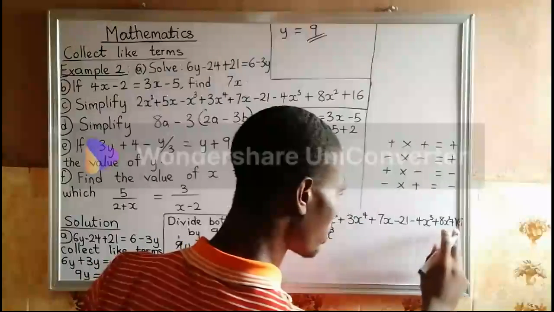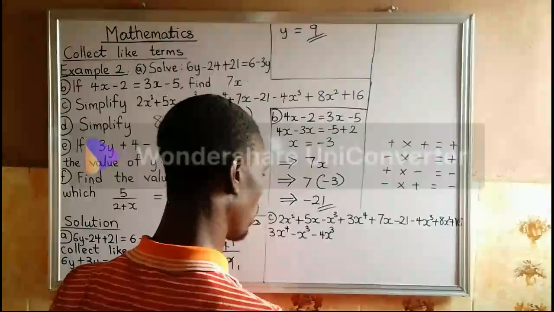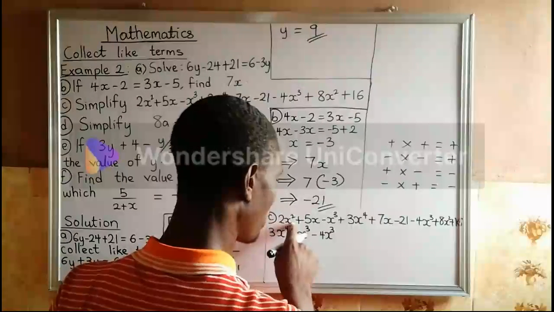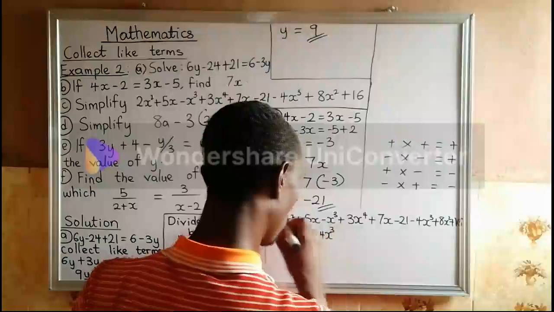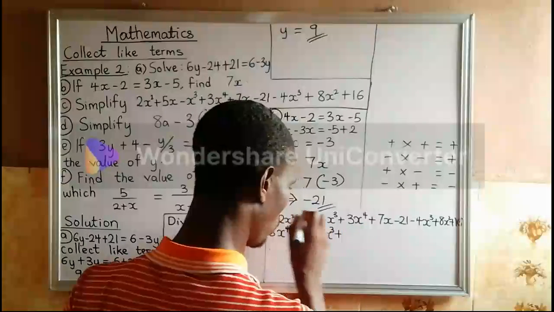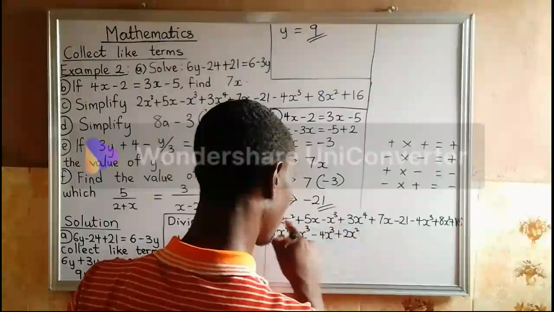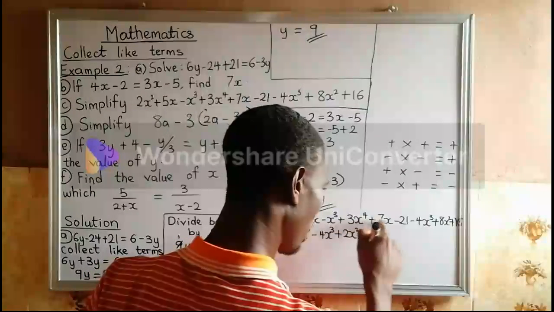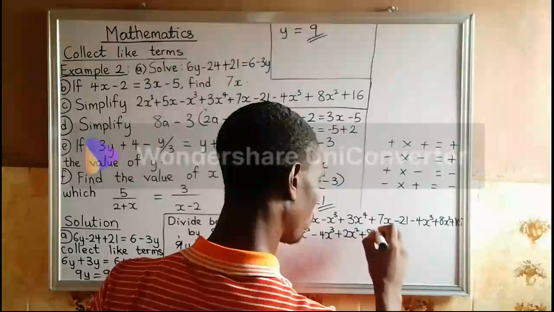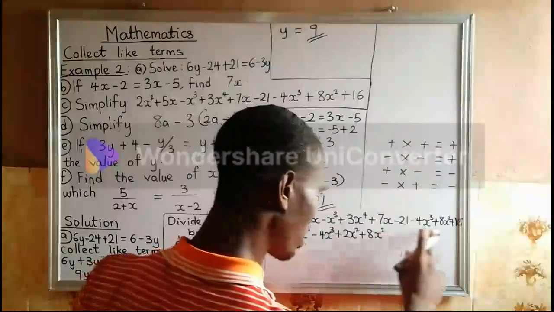Is there another one that has x raised to power 3? No. So you move to the next one, which is raised to power 2. Okay, this has x raised to power 2. So that will be plus. Remember there is plus here. It actually means plus 2x squared. So 2x raised to power 2. Is there another one that has x raised to power 2? Yes. Plus 8x raised to power 2. Is there another one that has x raised to power 2?